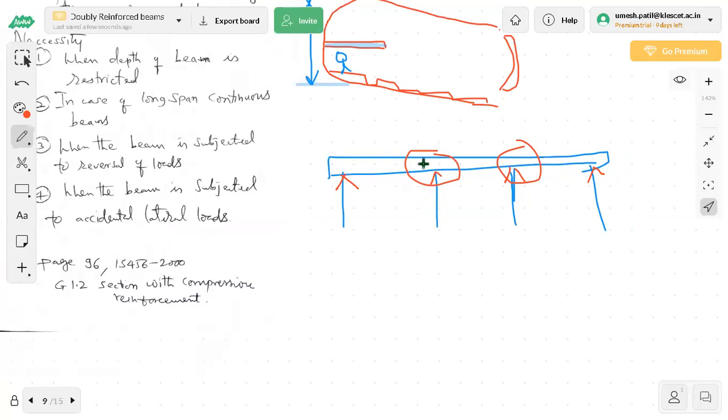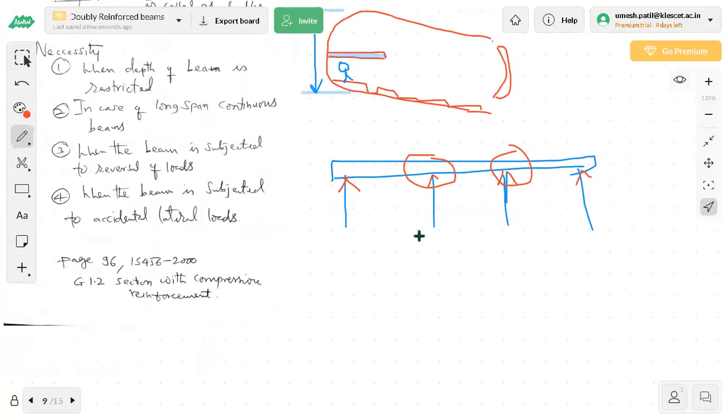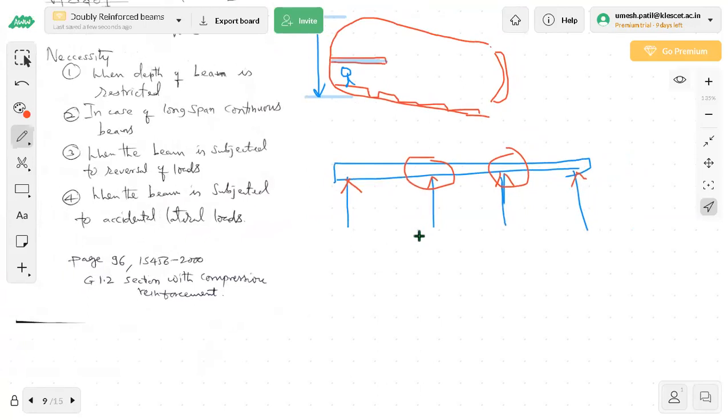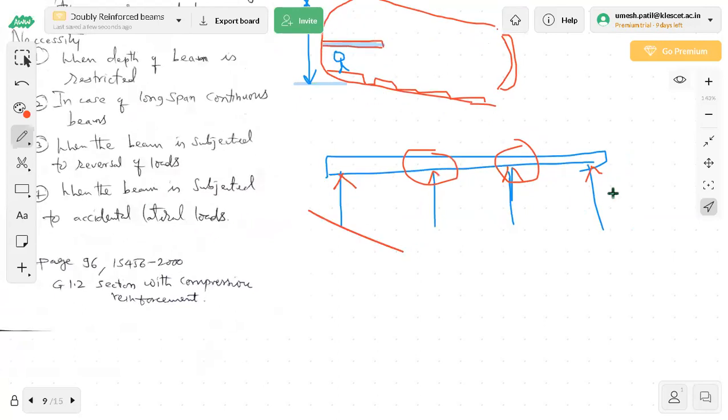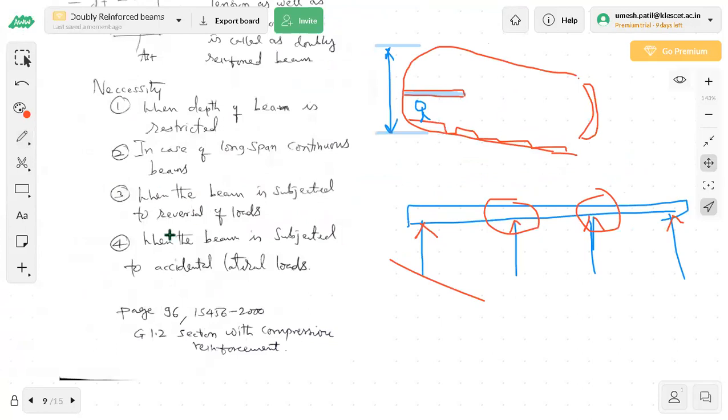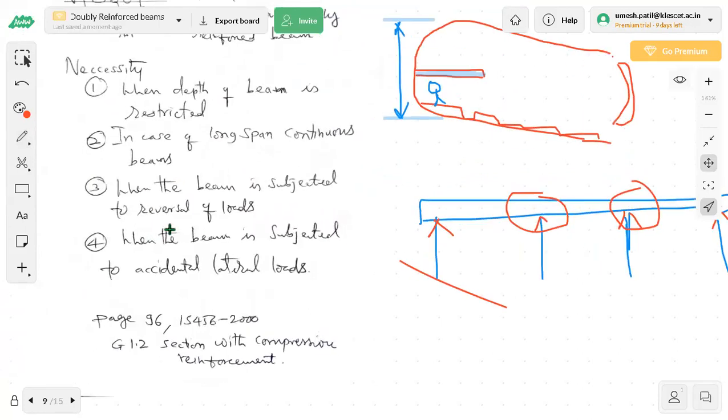Steel at the top. So while doing so, we just extend the bars and make it a doubly reinforced section, so that for a lesser depth, I can develop the same moment of resistance. So this is what happens when the beam is subjected to reversal of loads. This is in case of bridges and all, or let us say an underground water tank.